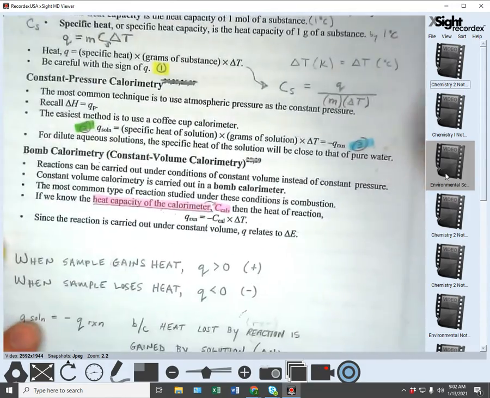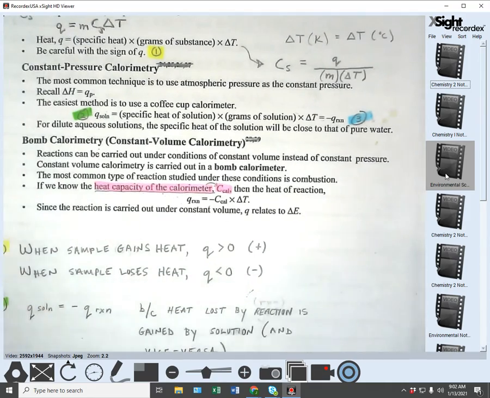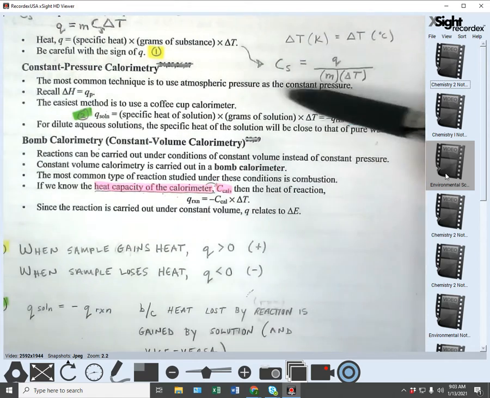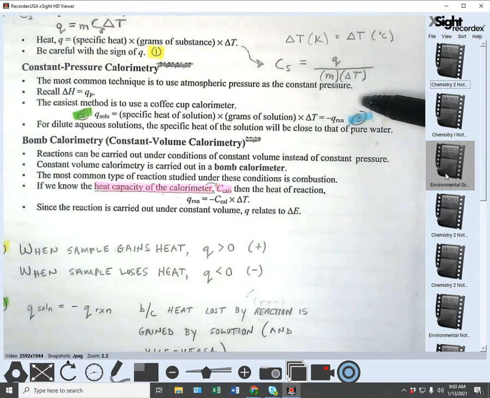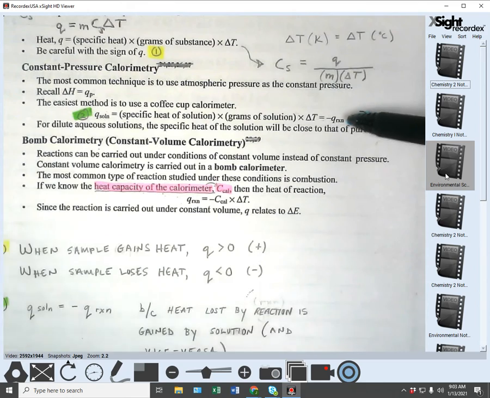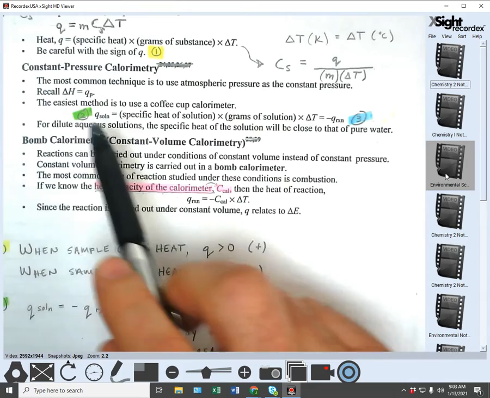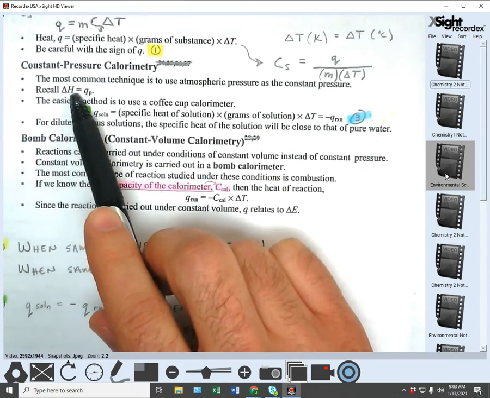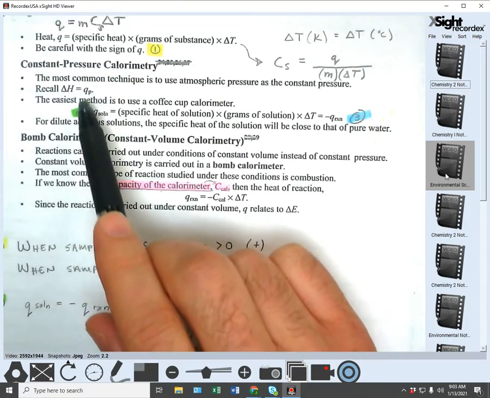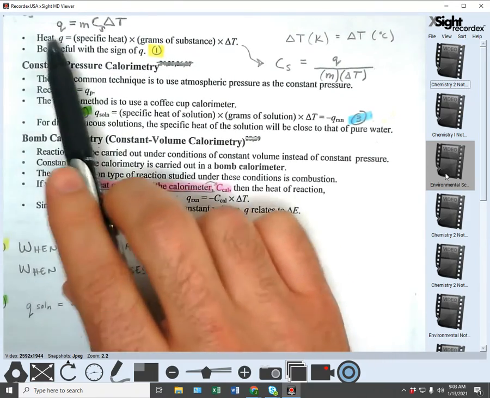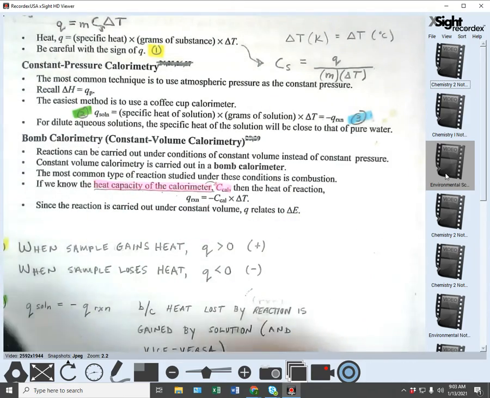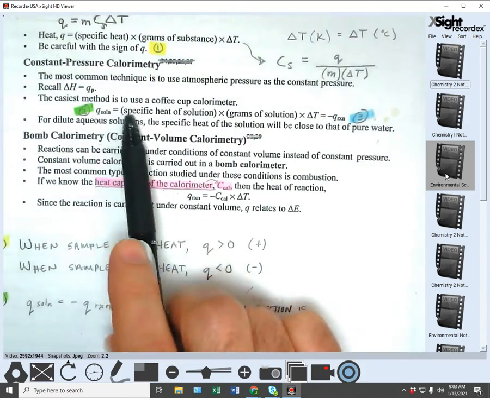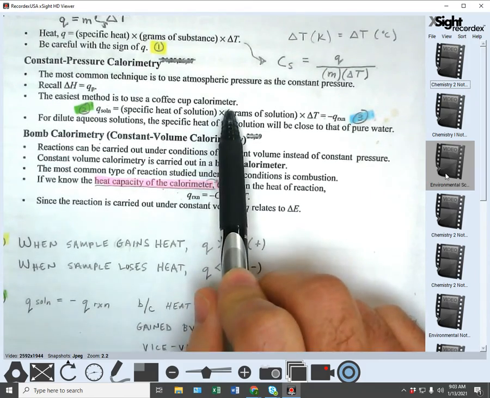Constant pressure calorimetry. The most common technique is to use atmospheric pressure as the constant pressure. So unless they tell you, you're just going to assume constant pressure and that it's atmospheric pressure, which is essentially 1 atmosphere. Recall from before that delta H, the change in enthalpy, is equal to Q sub P, which is essentially the heat at a constant pressure. The easiest method is to use a coffee cup calorimeter.